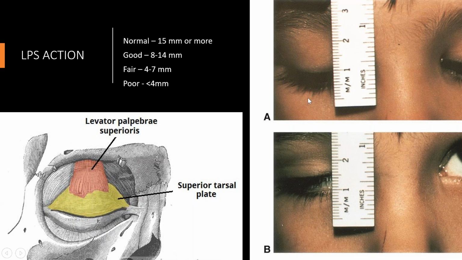Okay, so how do you check for levator palpebrae superioris action? This is very, very important for ptosis, because it tells you first what the strength of LPS is, and accordingly you have to decide what kind of surgery you want to do, right? So how do you check for LPS action? You will ask the patient to look down, and then you mark the upper lid in down gaze on a scale. You keep a scale next to it and align it with either 1 centimeter or 0, however you're comfortable. And then you will ask the patient to look up.